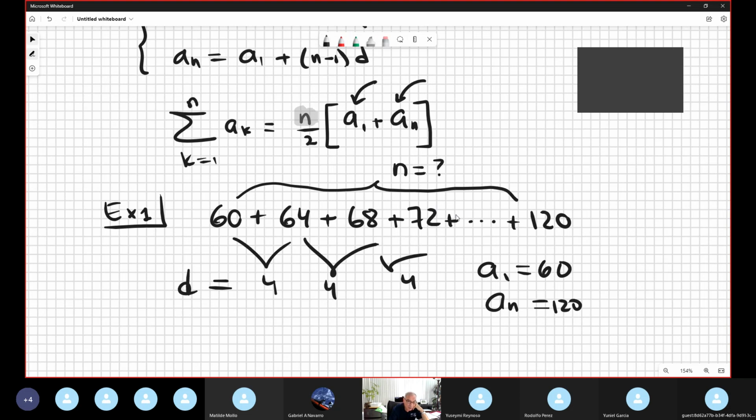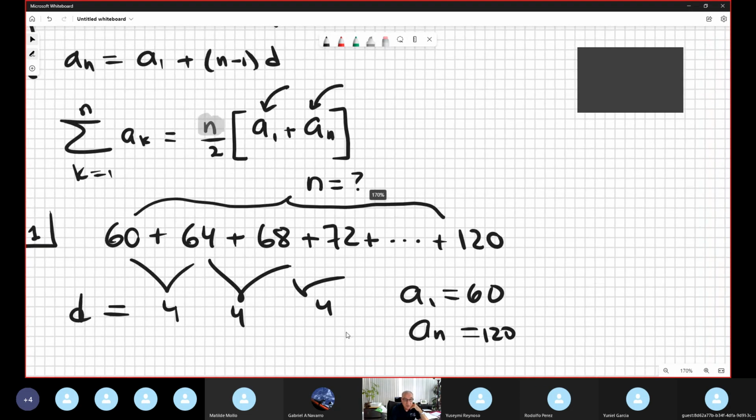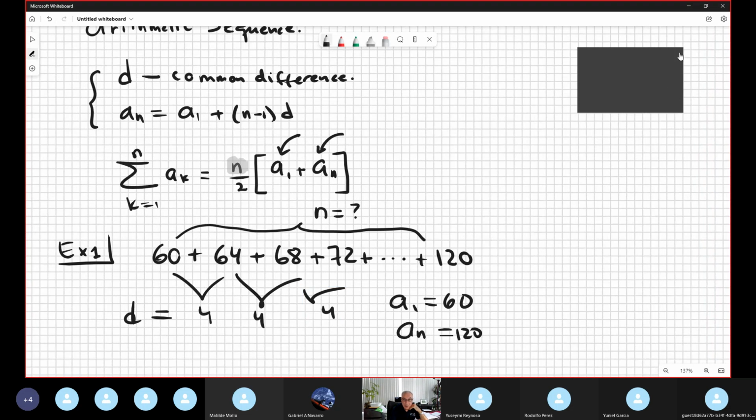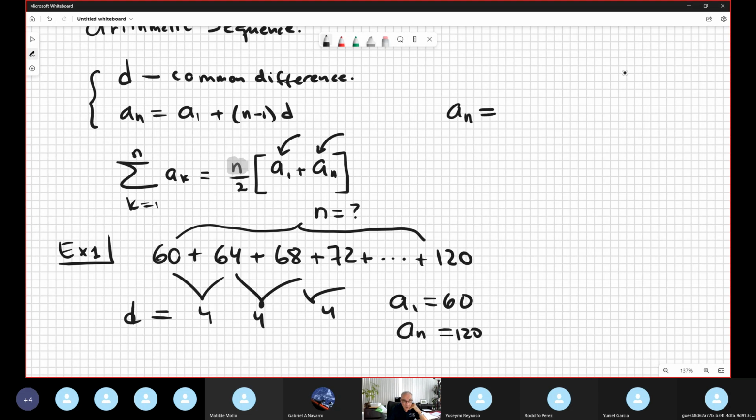Okay, but I can find it because I use my famous formula, the first one. Look, the first formula, this formula. This formula says A sub n equals A1 plus n minus 1 multiplication by d. See, I assume that A sub n is the last one, okay, 120, because I want to find how many terms from the first to the last one. This is 60 plus n minus 1, I have no idea, multiplication by 4, the common difference. And solve for n.